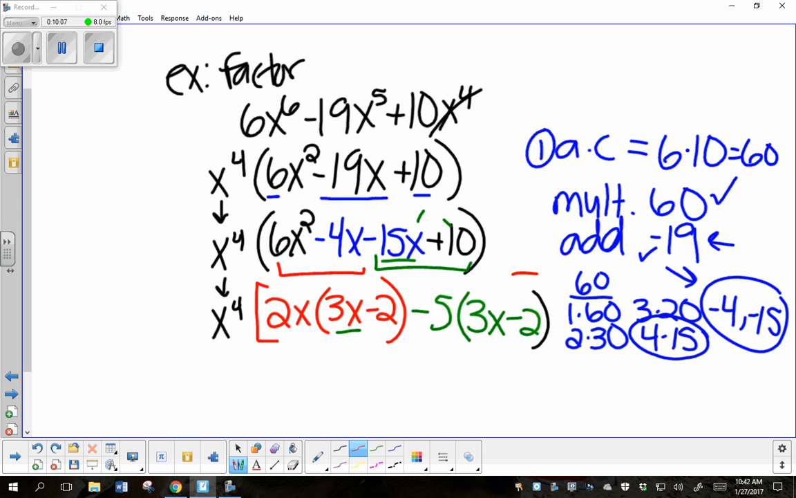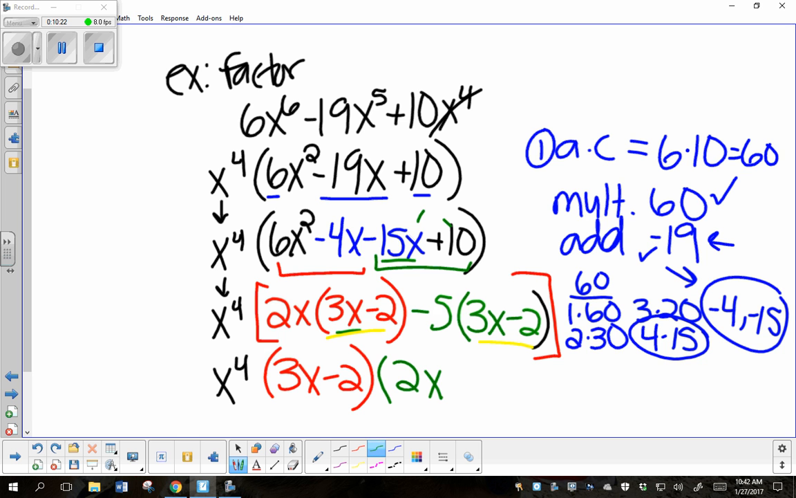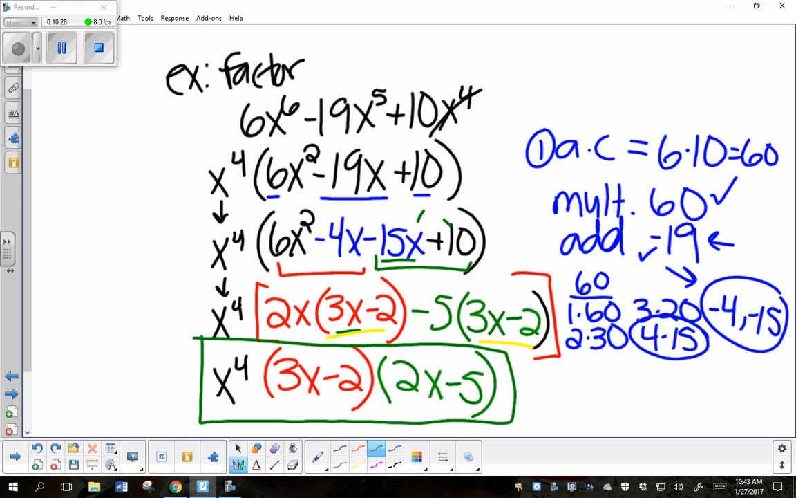So this looks like it's going to work. I can pull out a 3x minus 2 from here and here. So I'm going to bring down my x to the 4th. I'm pulling out a 3x minus 2, and I am left with 2x minus 5. And that's my whole answer. So the only thing different there was we had to pull out a number in front before we did the rest of the AC method.